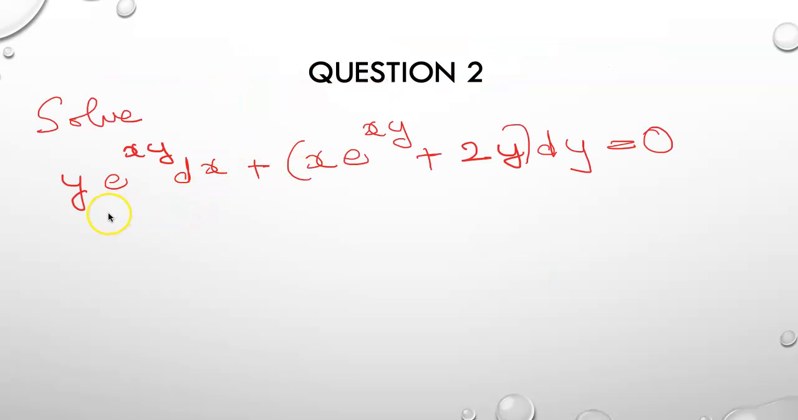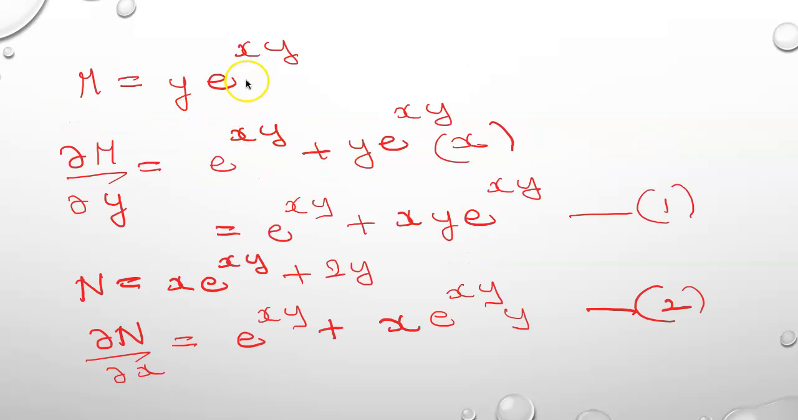The next question. Solve y e raised to xy dx plus (x e raised to xy plus 2y) dy equal to 0. So M is y e raised to xy. Partial derivative of M with respect to y is e raised to xy plus y e raised to xy, we apply the product rule. So y e raised to xy, derivative of xy with respect to y is x. So this is e raised to xy plus xy e raised to xy. N is x e raised to xy plus 2y.